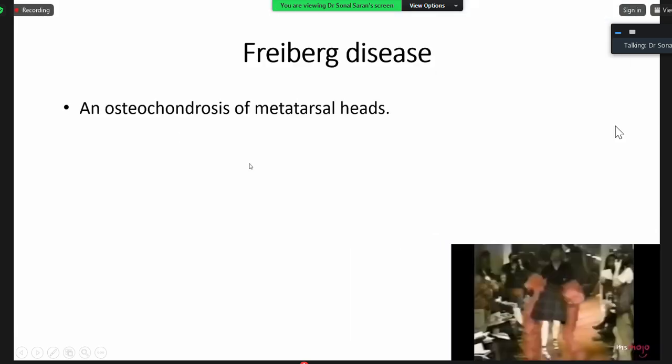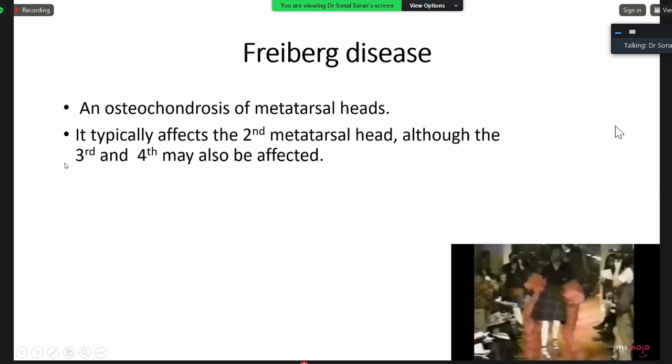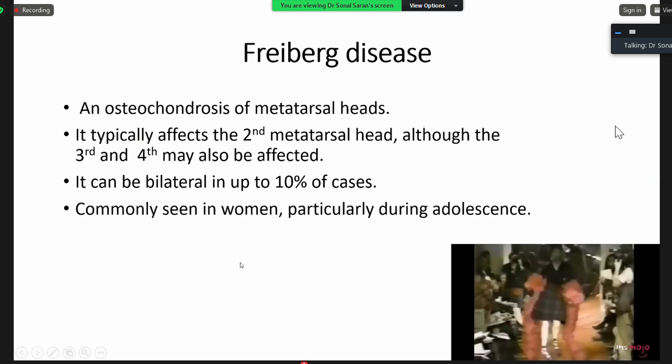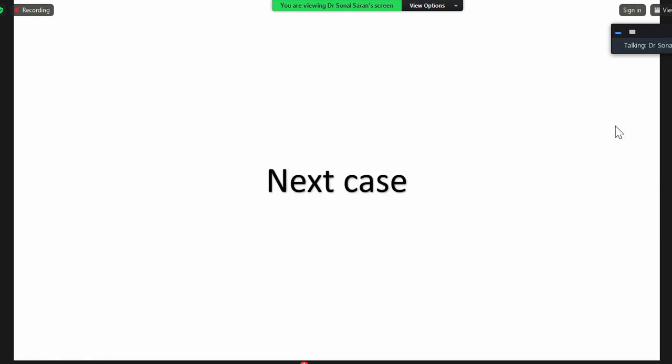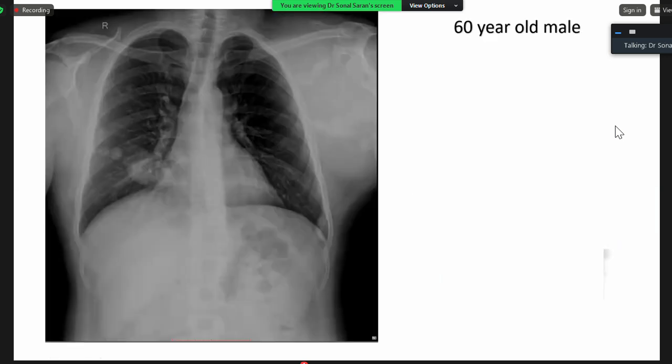And what is Freiberg disease? It is avascular necrosis or osteochondrosis of the metatarsal head. Most commonly it affects the second, but it can also affect the third and fourth metatarsal. It is bilateral in 10% of cases, seen in women, and it is mainly because of high heels. So this is Freiberg disease. Next case. We have a 60-year-old male.